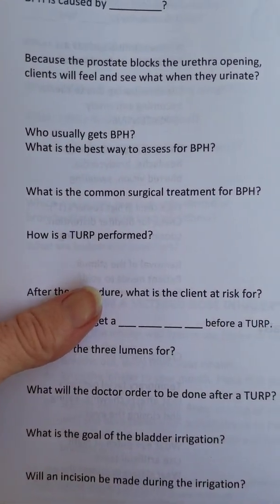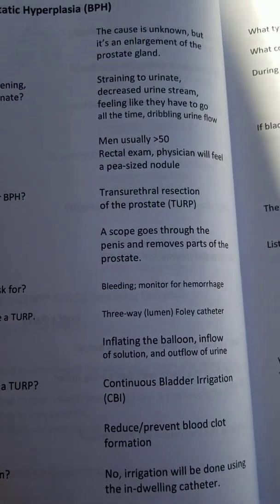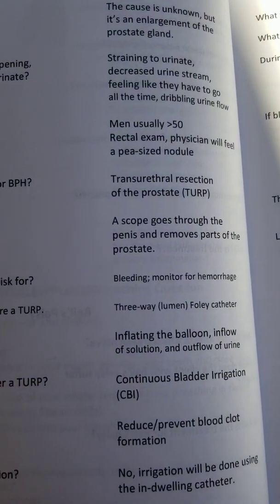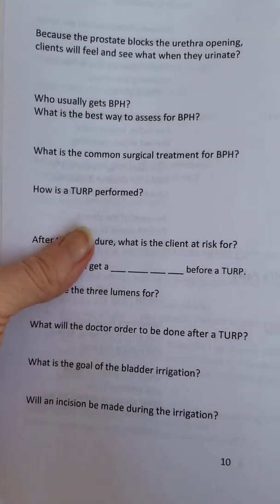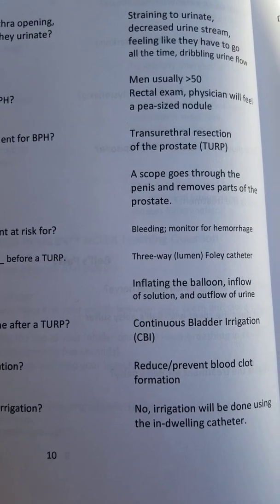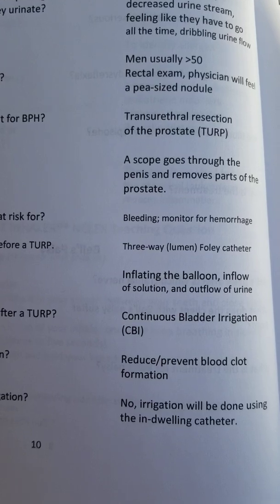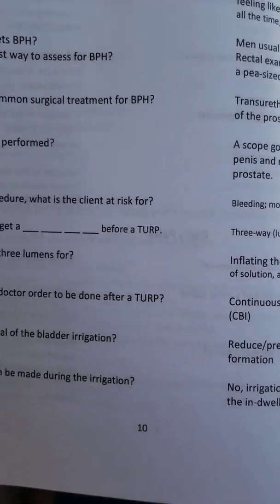Who gets BPH and what's the best way to assess? Men over 50, rectal exam, physician will feel a pea-sized nodule. Common surgical treatment, transurethral resection of the prostate, TURP. TURP is performed with a scope that goes through the penis and removes part of the prostate.